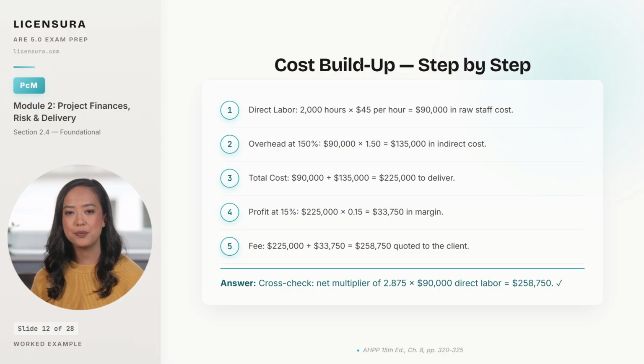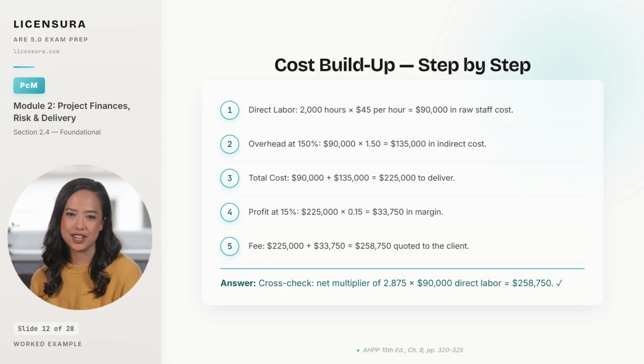Step 4. Profit at 15% on total cost is $33,750 of margin. Step 5. The fee is total cost plus profit, $258,750. As a cross-check, the net multiplier on this engagement is 2.875. Direct labor of $90,000 multiplied by the net multiplier produces the same fee figure, which is how you confirm the build-up math is internally consistent.